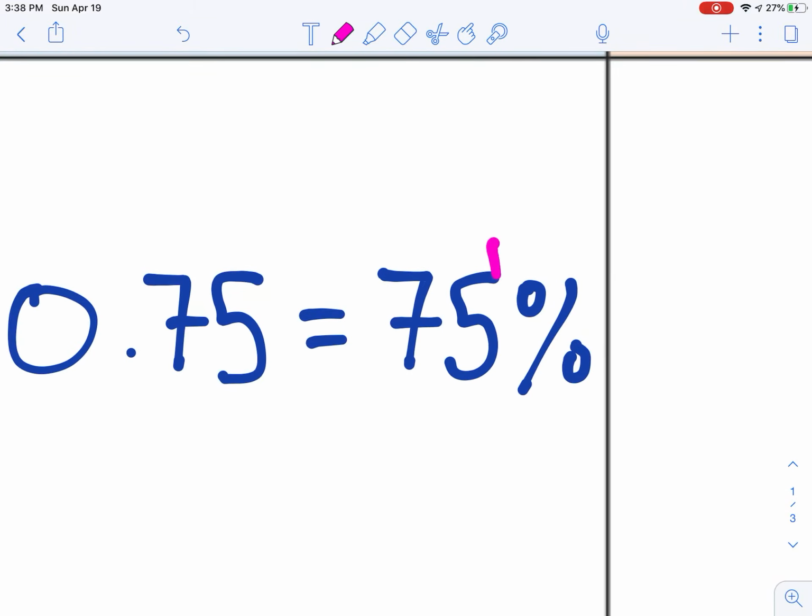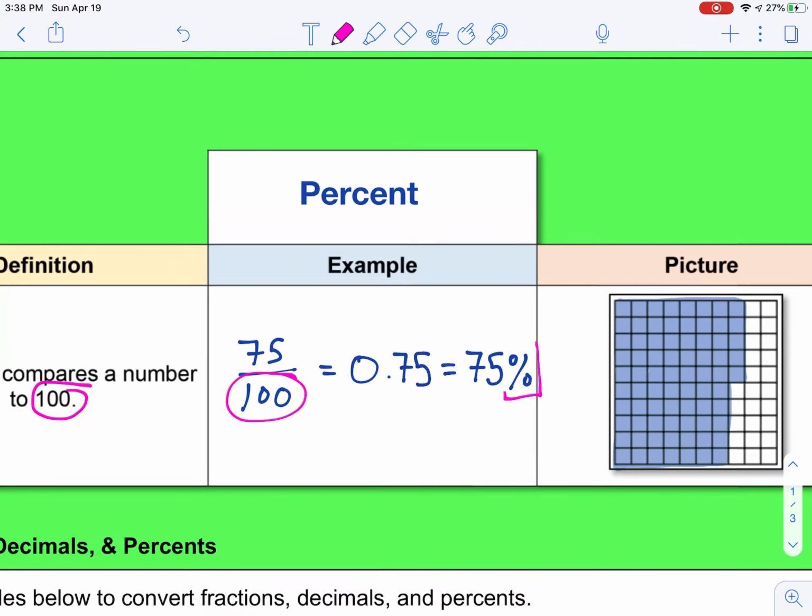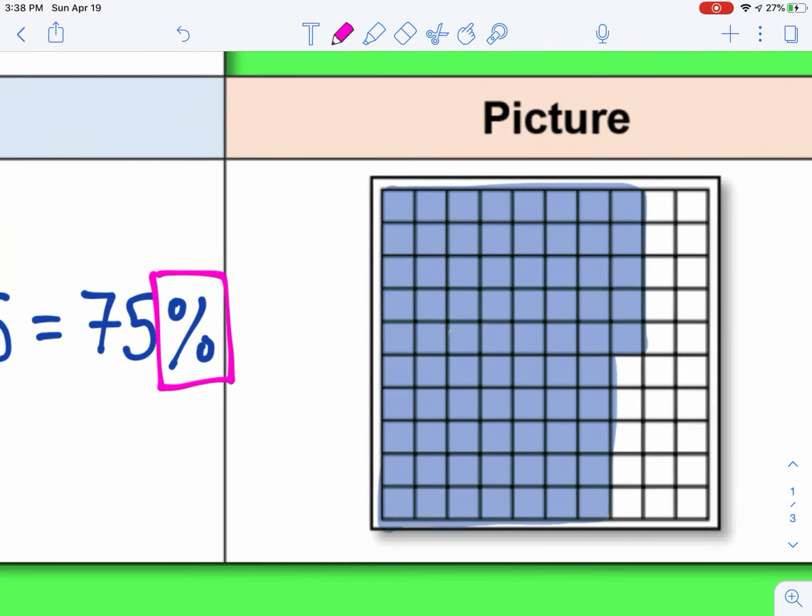Now I want to point out here is the percent symbol right there. That is really, really important when we are talking about percents. If you have an answer as a percent and you forget that percent symbol, it should be marked wrong. That is an incorrect answer. The number 75 and the number 75% are totally different numbers, so please make sure that you are labeling your percent answers. Last but not least, our picture here.